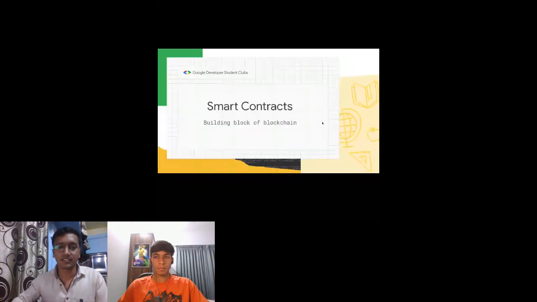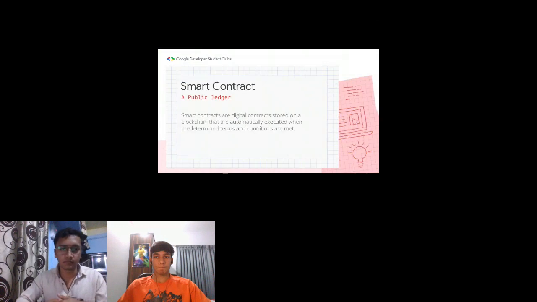So, okay, let's start with smart contracts. What are smart contracts? These are the building blocks of blockchain. A technical definition of a smart contract would sound like: smart contracts are digital contracts stored on a blockchain that are automatically executed when predetermined conditions are met. This is a very technical definition of what a smart contract is. Now let's try to understand it in simple terms.